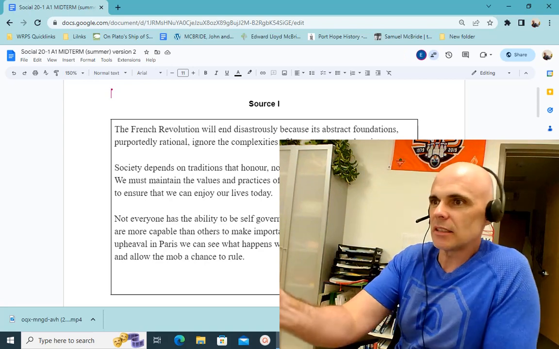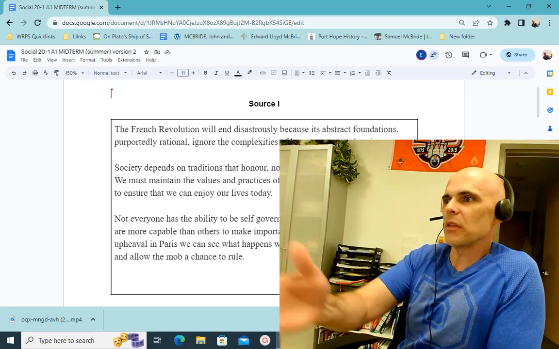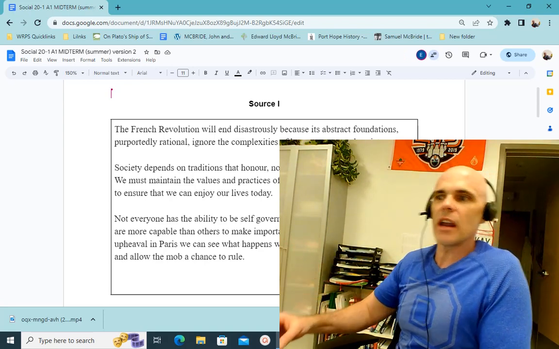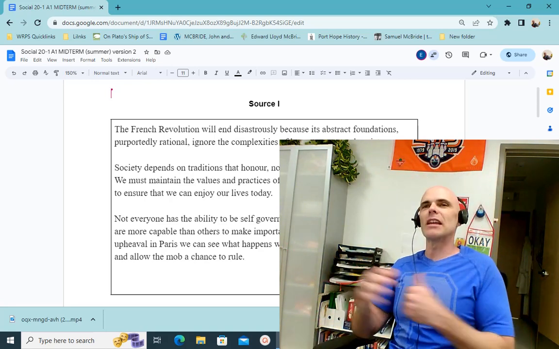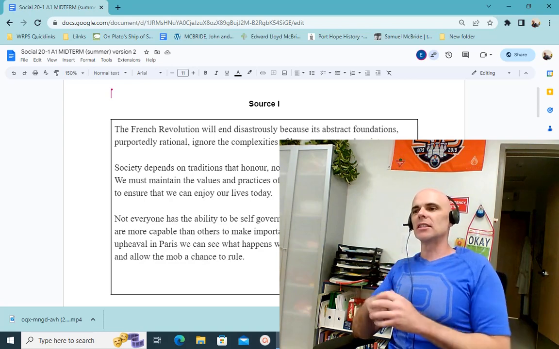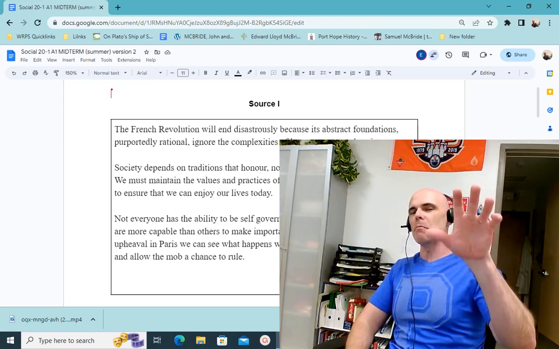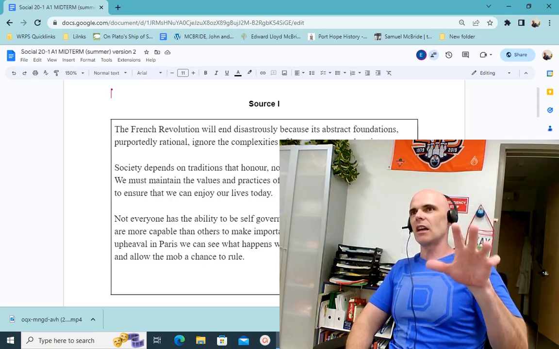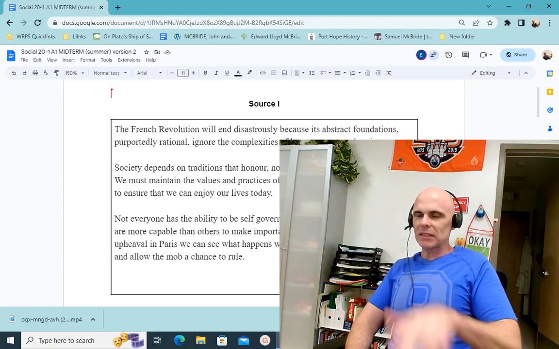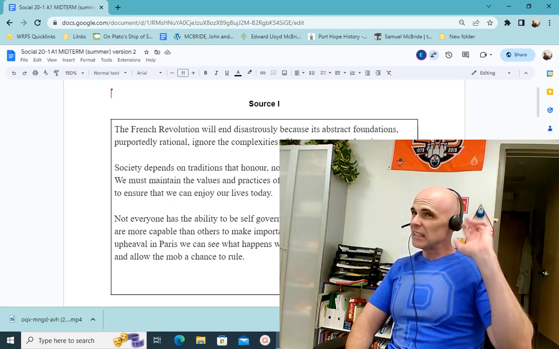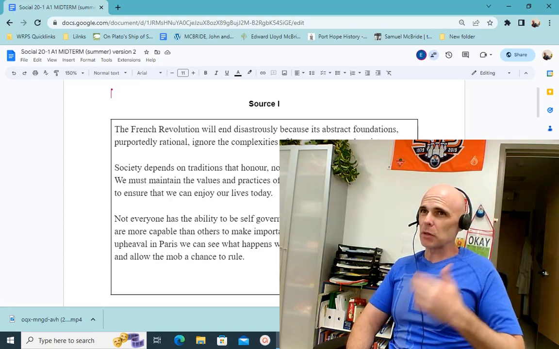So he says that some are more capable than others to lead. Right? Not everyone has the ability to be self-governing. That's an attack on the idea of self-determination, right? Not everybody has the ability to be self-governing. Some need to be parented, right? This idea that some are more capable than others. Well, Edmund Burke, by saying some are more capable than others, he's echoing sentiments of elitism and paternalism.